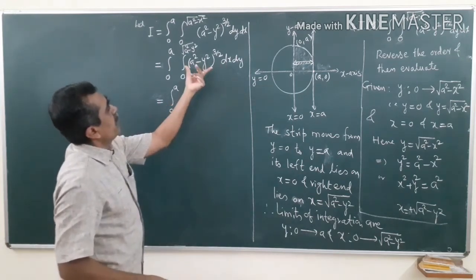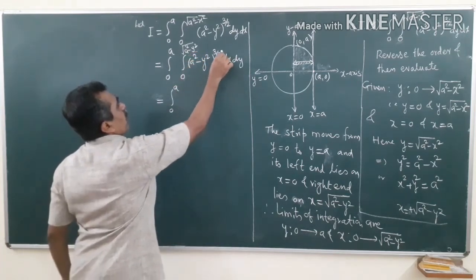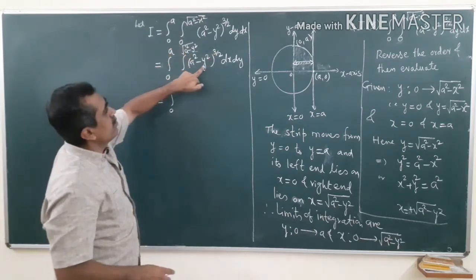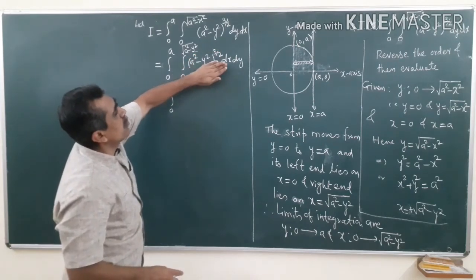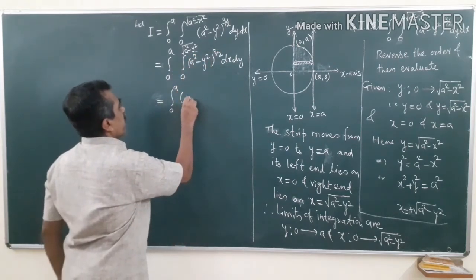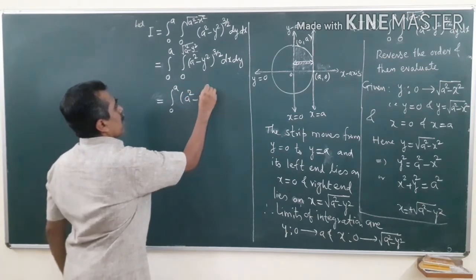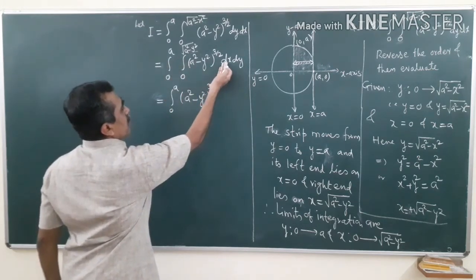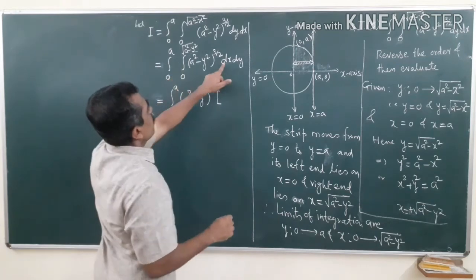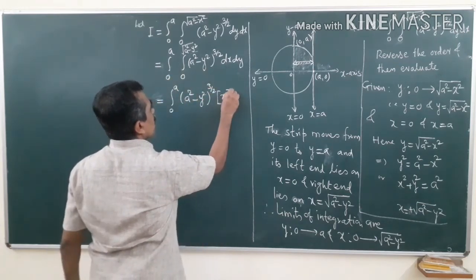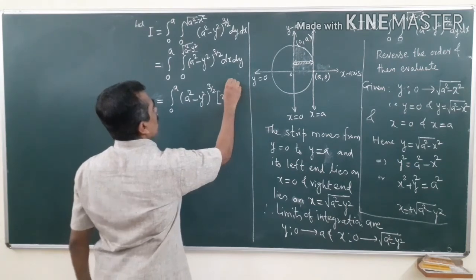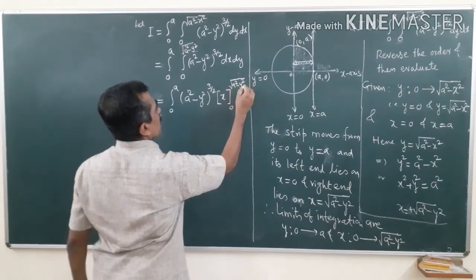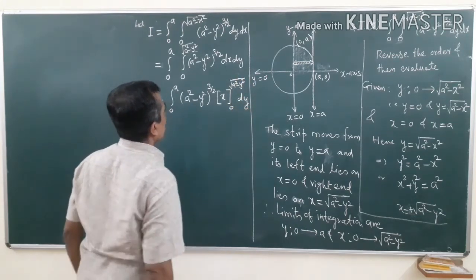This is equal to the integral from 0 to a. Now with respect to x, this quantity consists of a constant and a term in y, so the whole of this is constant with respect to x. So we will take it outside the first integral, because it is with respect to x. Now the integral of dx is x over 0 to under root a square minus y square, and this is with respect to y.